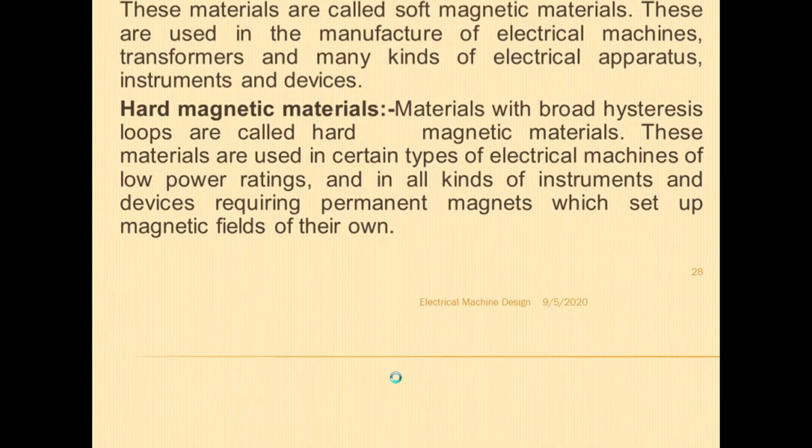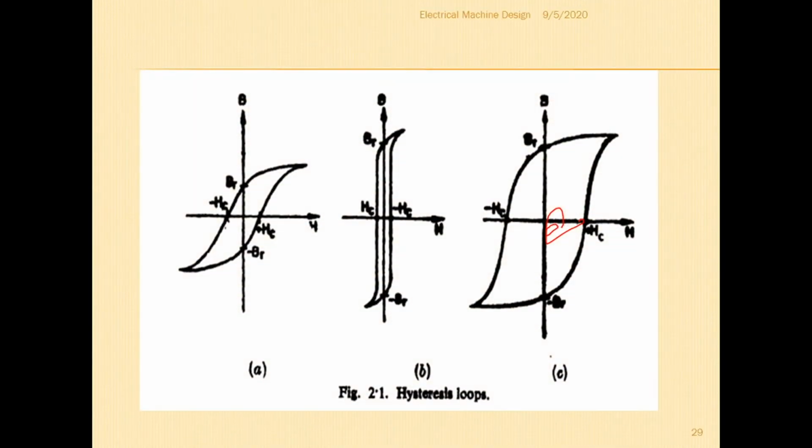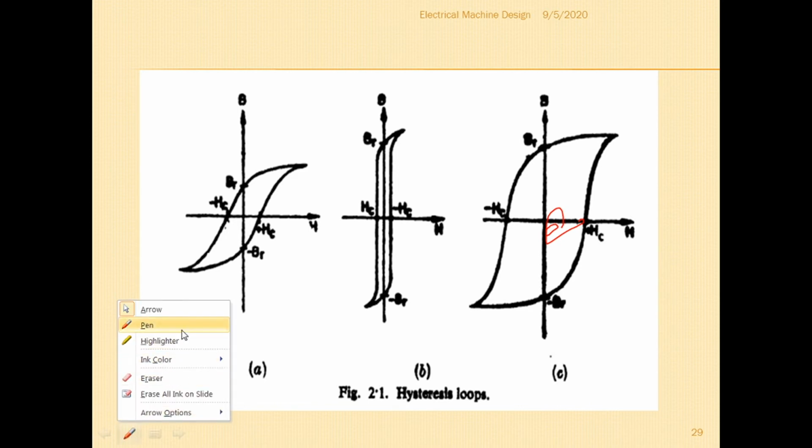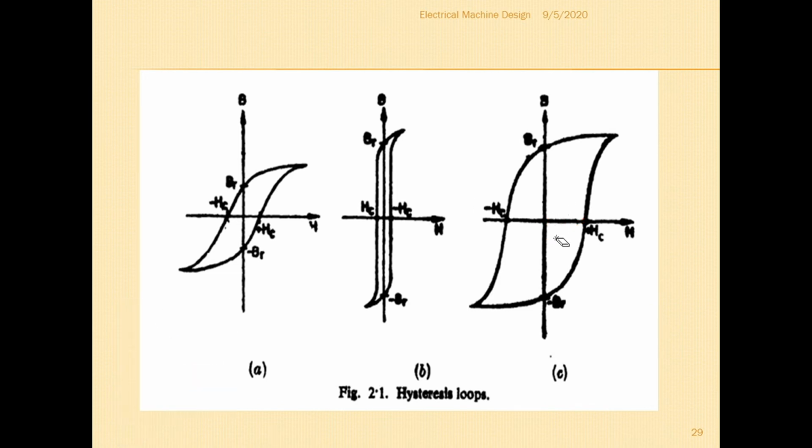Totally, if you consider this hysteresis loop, figure A is slightly broader, and figure B is a very narrow hysteresis loop, correct. These two form the soft magnetic material. Now most of the electrical machine materials are soft magnetic material. Figure C is a hard magnetic material, whose hysteresis loop is broader, correct. So that forms the hard magnetic material.